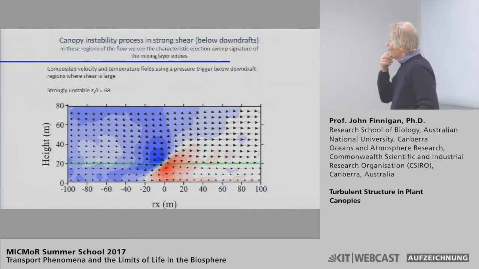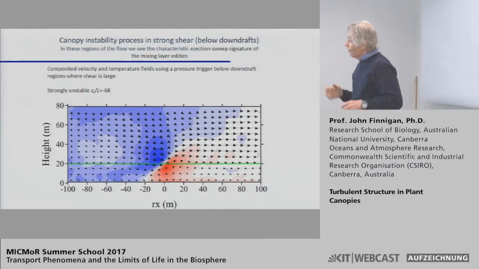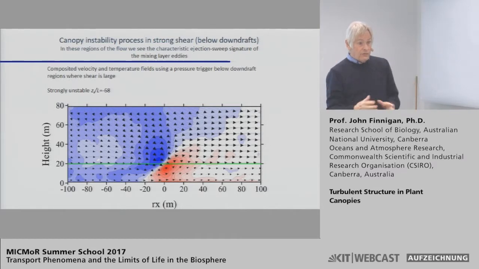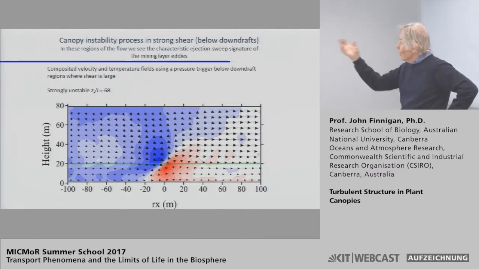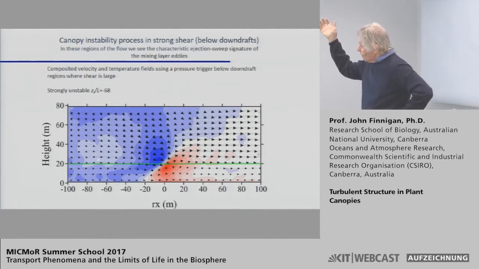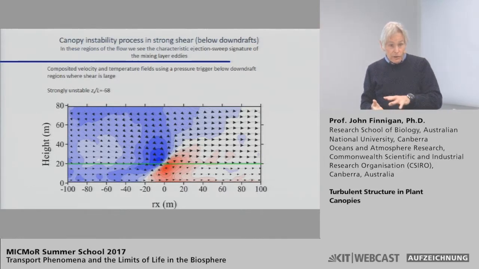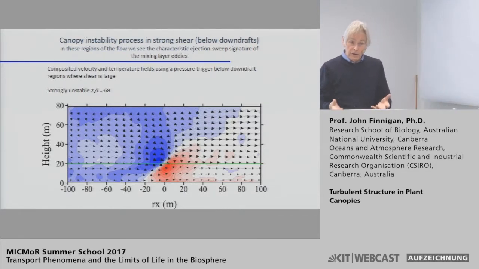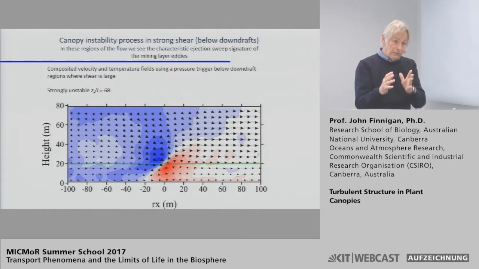Doing that compositing we did before, looking for pressure pulses and adding up the velocity fields around the pressure pulses, we see exactly the same ejection, scalar microfront, sweep structure of the mixing layer eddies. So in regions of strong shear, even if the whole boundary layer is convective and there's very low mean wind, nevertheless at canopy level, we'll get mixing layer eddies.